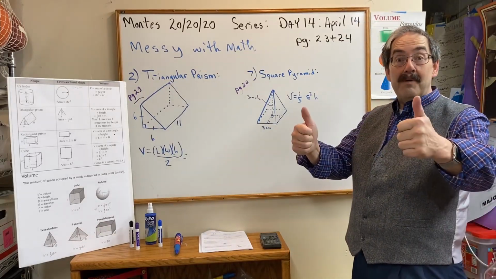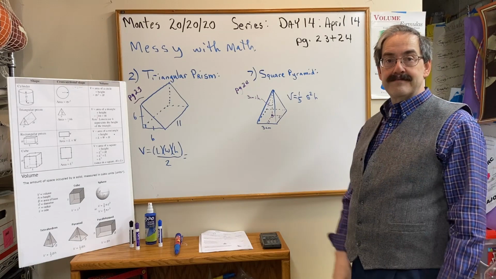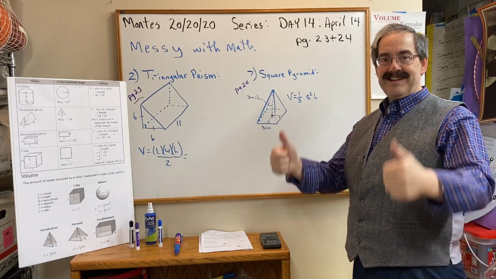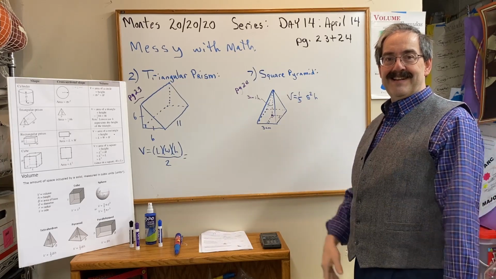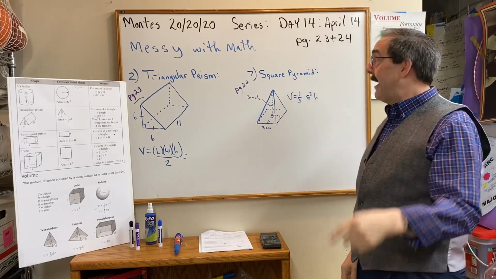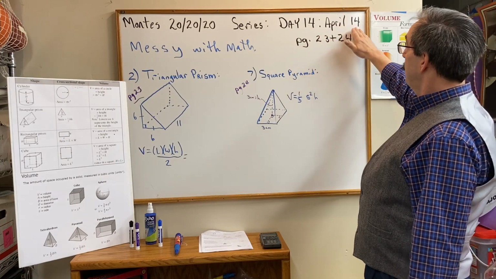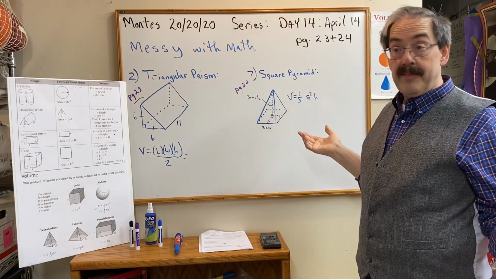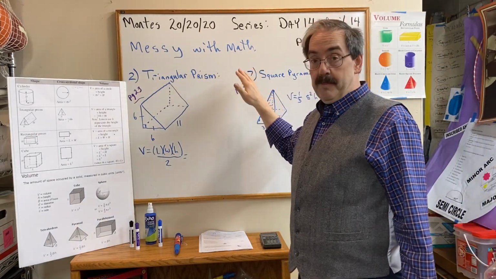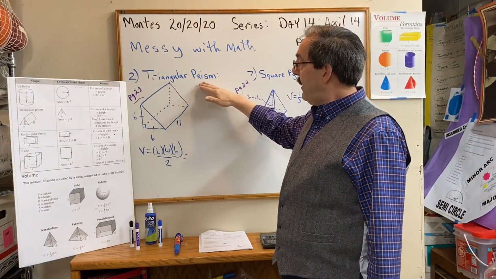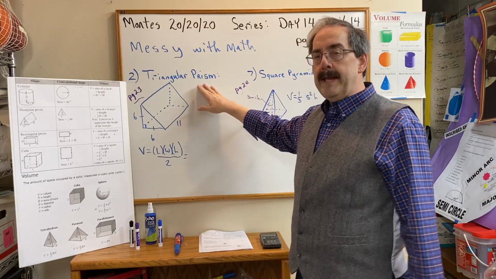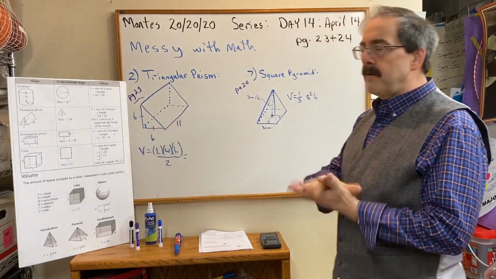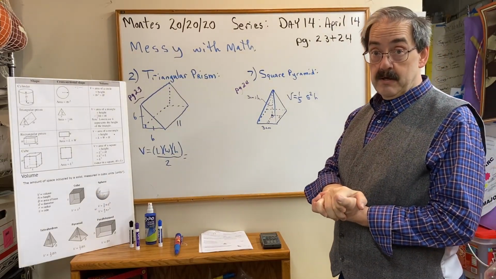All right, welcome back. Day 14, April 14th, page 23 and 24. We're actually doing some math, okay? I call it messy with math. On page 23, we're looking for a triangular prism. Now, there's a couple of different ways to do this, all right?